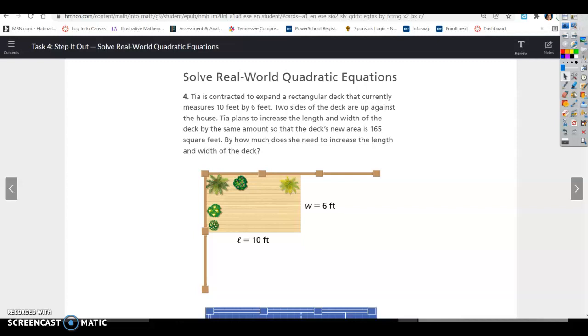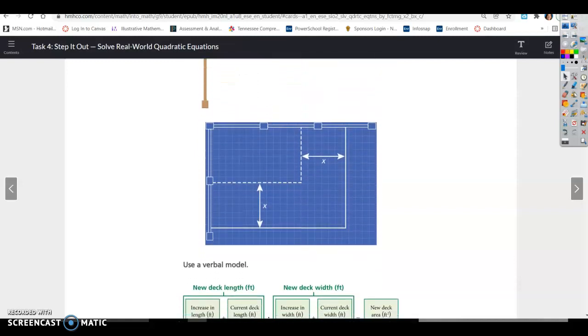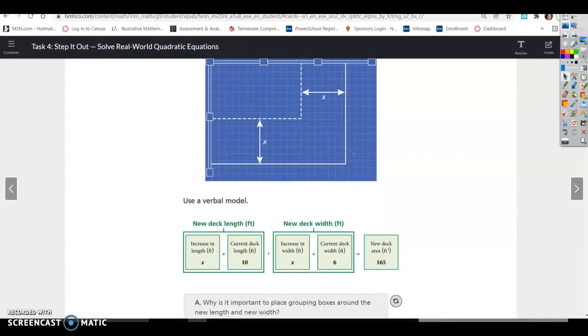All right, so in the picture you can see that the length is 10 feet and the width is 6 feet, and we're trying to find out how much more area it needs to have to equal 165. Here is the deck, and we don't know how much we need to expand it. That's what we're trying to find. So we're going to expand it by x, and we're going to expand it by x. So we're going to have to solve for x.